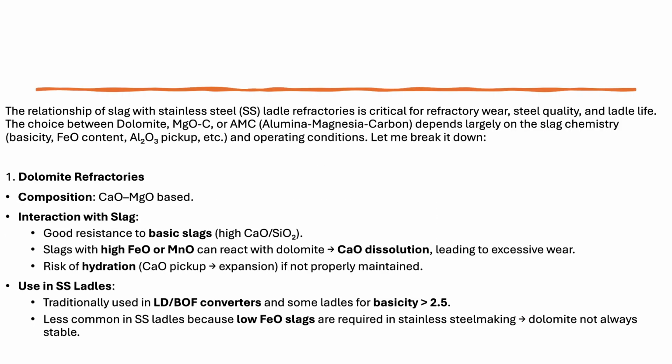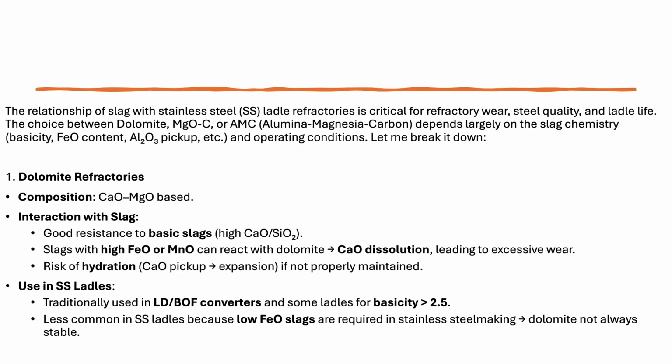The relationship of slag with stainless steel ladle refractories is critical for refractory wear, steel quality, and ladle life. The choice between dolomite, magnesia carbon, or AMC depends largely on the slag chemistry, basicity, FeO content, alumina pickup, etc., and operating conditions. Let me break it down.